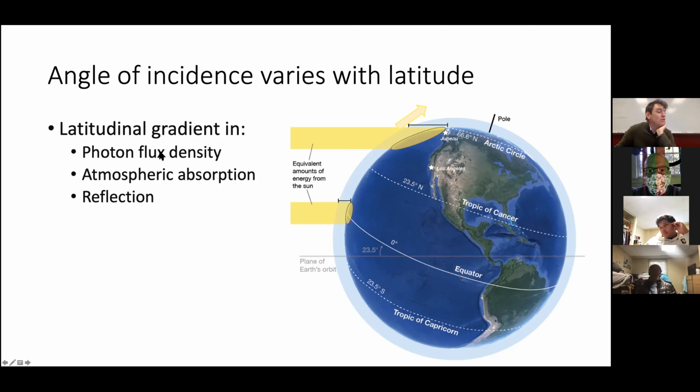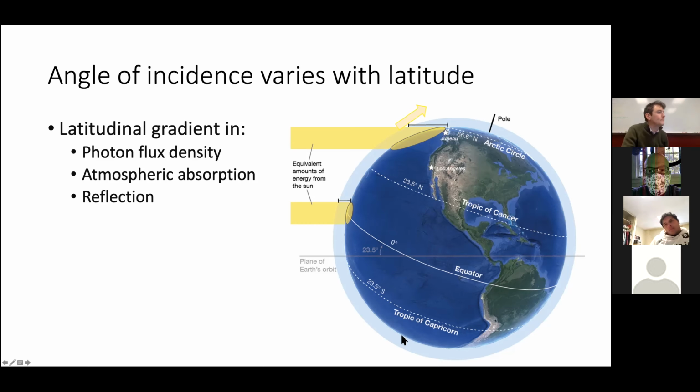I've got this term here, photon flux density. If you think of light as particles, photons, raining down on the surface of the Earth, they're coming in at a certain flux rate. There's some number of photons per unit time per square meter. And the density of the photon flux depends on the angle at which the sunlight comes in. So this means that you get more energy per unit area towards the equator and less energy per unit area at the surface of the Earth at higher latitudes, up here or down here.